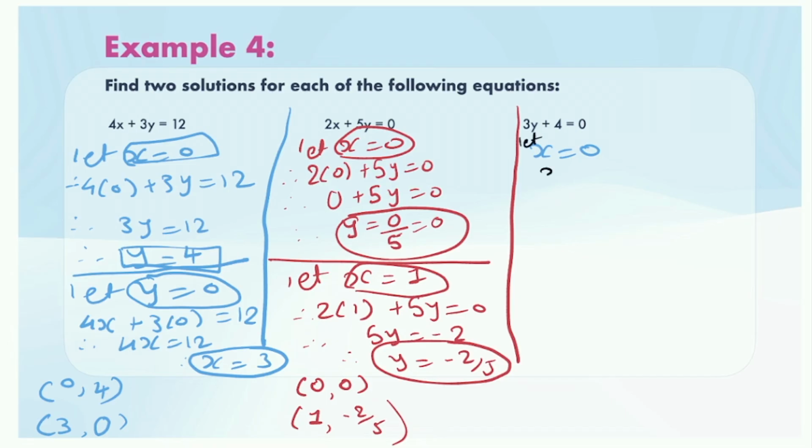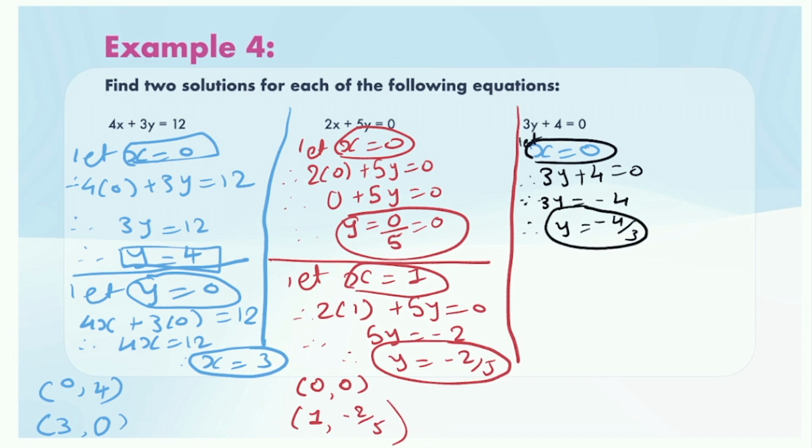Because in the equation I don't have x, so I don't have to put the value of x. I have just let x equal to 0. Now 3y equal to minus 4 because it is plus 4. So if I move it to the other side, it will be minus 4. So y will be minus 4 divided by 3. This is my value of y when I put x equal to 0. So my first answer is (0, minus 4 by 3).